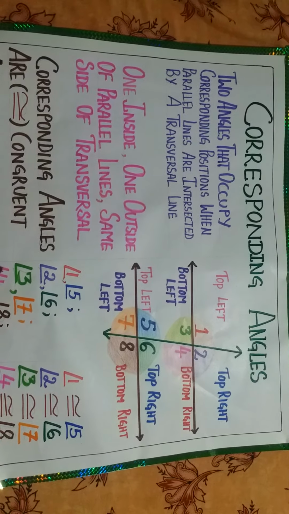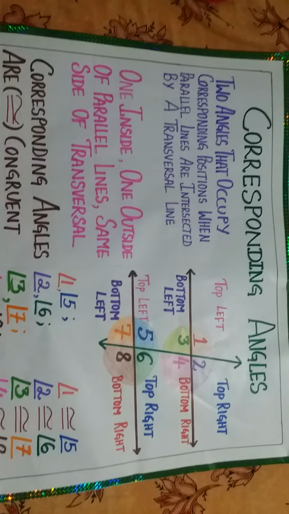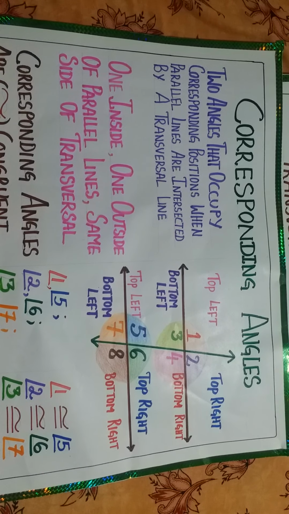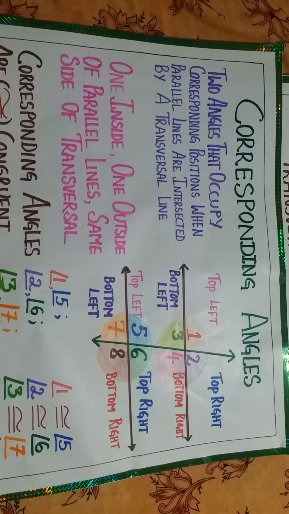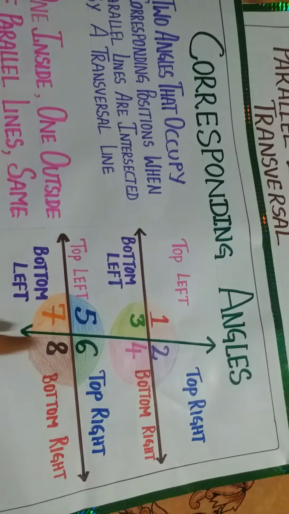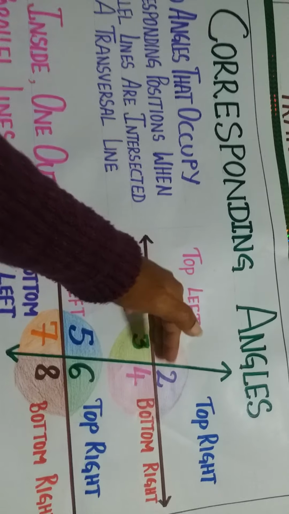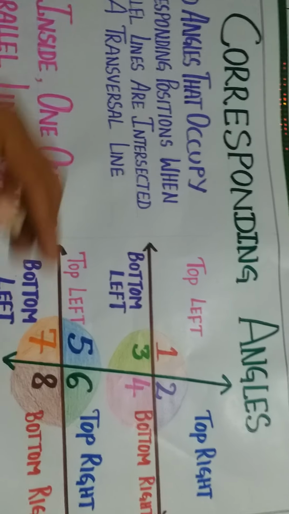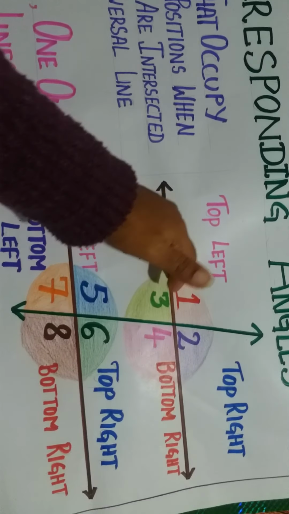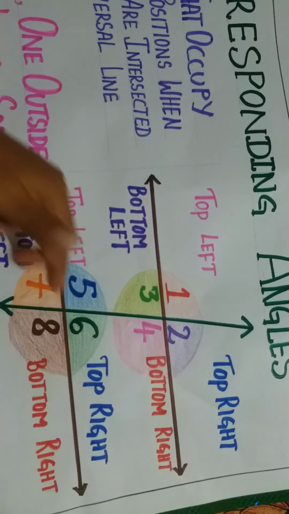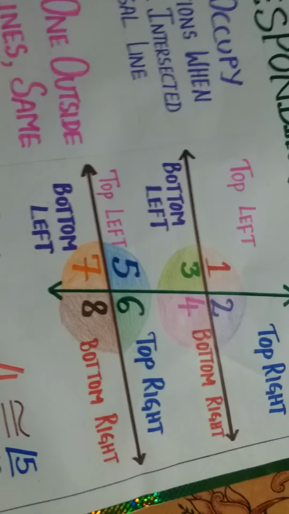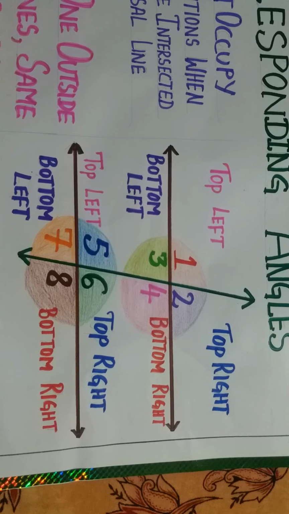Now coming to the corresponding angles. What do you mean by corresponding angles? Corresponding angles are two angles that occupy corresponding positions when parallel lines are intersected by a transversal line. Here the two parallel lines are intersected by the transversal line. Corresponding positions means the same side. For example, I have named the positions top left, top right, bottom left and bottom right for each line. I also numbered the angles 1, 2, 3, 4, 5, 6, 7, 8.